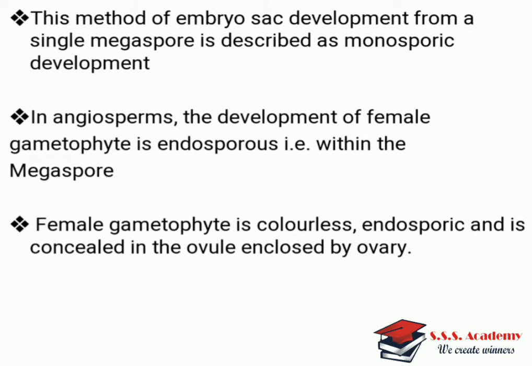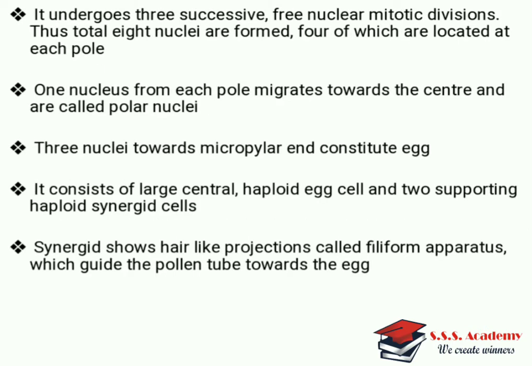Female gametophyte is colorless, endosporic, and is concealed in the ovule enclosed by ovary. It undergoes 3 successive free nuclear mitotic divisions. Total 8 nuclei form, 4 of which are located at each pole. One nucleus from each pole migrates toward the center.